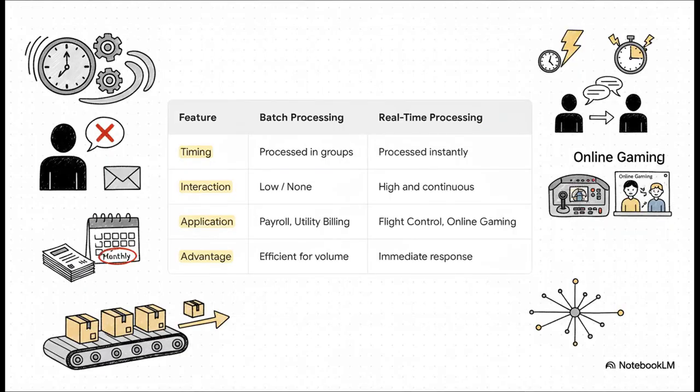In this table, this is where we turn that simple analogy into actual exam points. Just look at how these features line up perfectly. Batch processing is awesome for huge, non-urgent jobs like calculating payroll or sending out utility bills. Why? Because it's super efficient. The trade-off, though, is that delay. Real-time is the complete opposite. It's all about that instant, no-delay response that you absolutely need for things like flight control systems or online gaming, where even a tiny lag could be a total disaster.